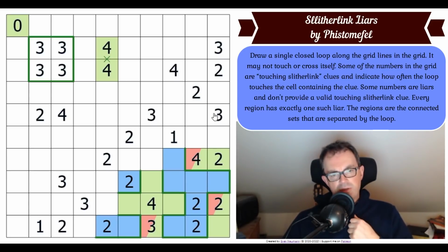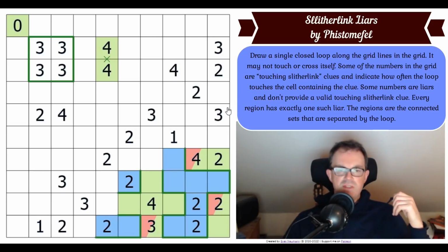Now I'm actually going to think about this 3 clue again. I think I should have probably spent more time. Immediately I noticed this 3 on the boundary couldn't be a true green. So this 3 is either a true blue or a lying green.